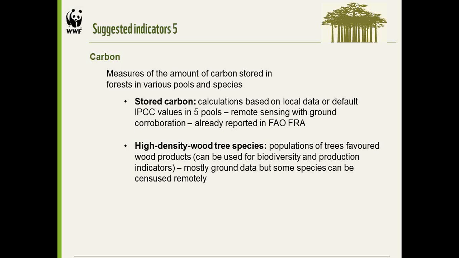The second indicator that we are suggesting is high density wood species, and this is very strongly related to the biodiversity indicator. But the loss of high density wood species in a system usually occurs because they're selectively removed from forests because of their exceptional value in terms of producing wood products. And they tend to lead to reduced future value within the forest, although the canopy may not change.